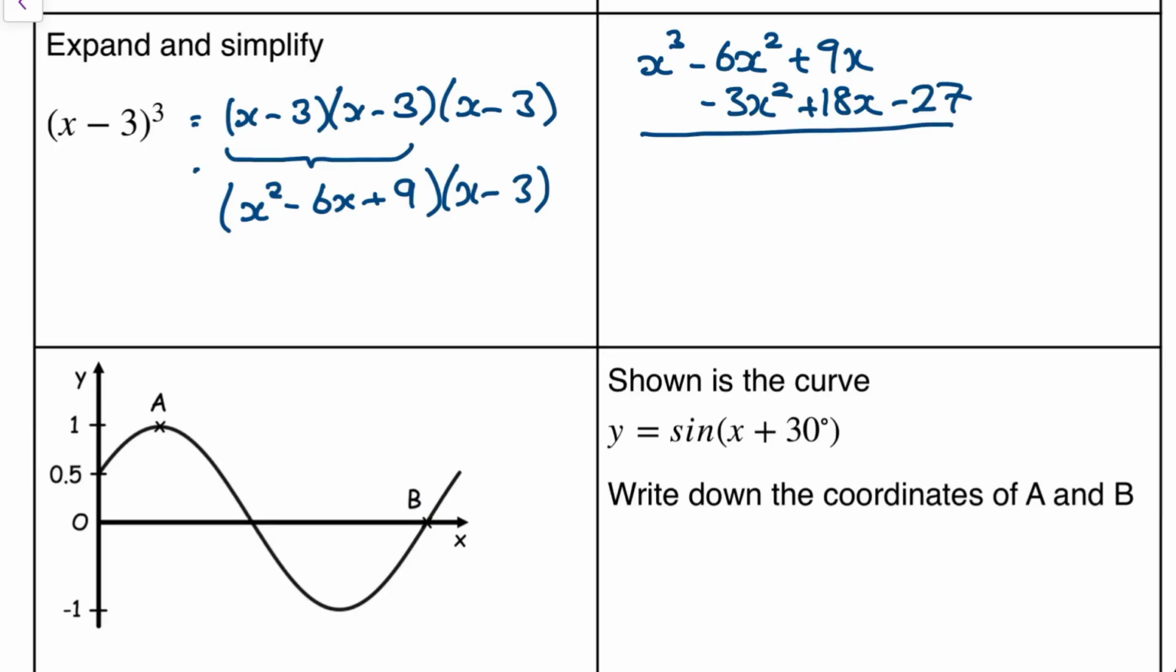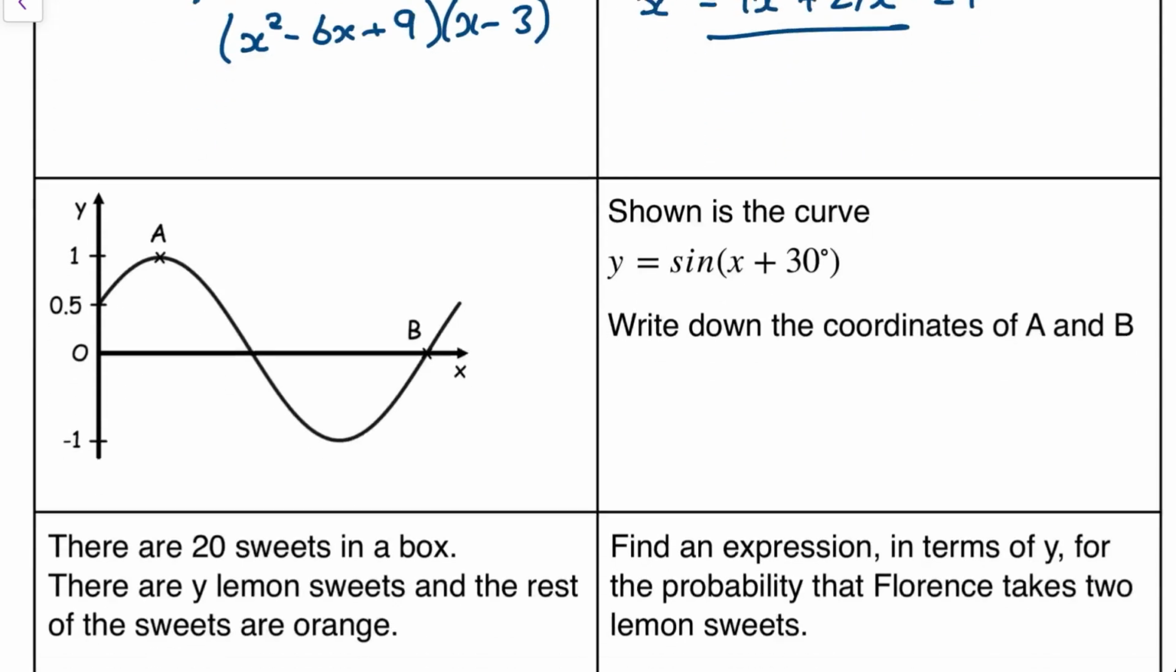So then if I add all of these up, now you can see how I've written x cubed, x squared, x and 27, it makes it very easy to add up. So I'm going to get x cubed minus 9x squared plus 27x minus 27. And that's my answer to that question. Not too bad, just being careful with the layout. Next question.